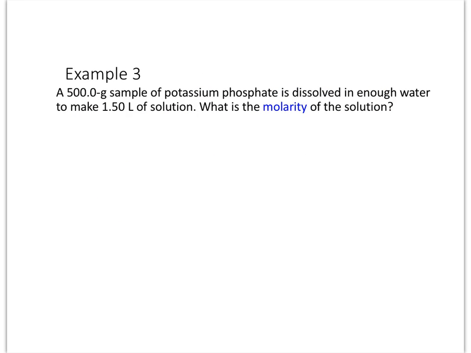Third example, a 500 gram sample of potassium phosphate is dissolved in enough water to make 1.5 liters of solution. What is its molarity? You would be given the formula for potassium phosphate, because if you mess that formula up, you would mess up its gram formula mass and screw up the rest of your calculation. So that would be given to you. Its gram formula mass is 212.27 grams per mole.